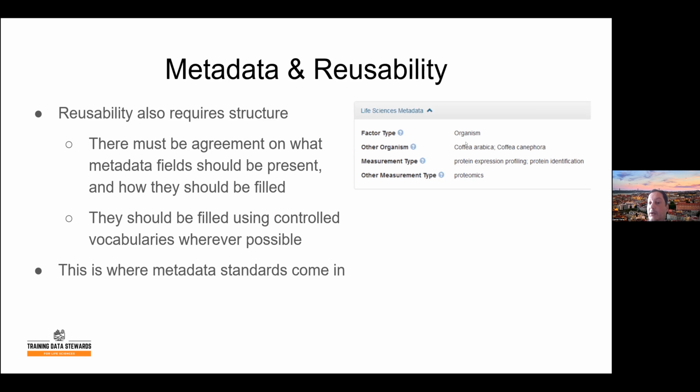An example: organism should not be fully free text. It should require you to fill in a controlled vocabulary term from the NCBI taxonomy, because it covers, in principle, all organisms and does not allow latitude. And obviously the role of a metadata standard is to enable all this, to enable agreement on what metadata fields should be present and how they should be filled.